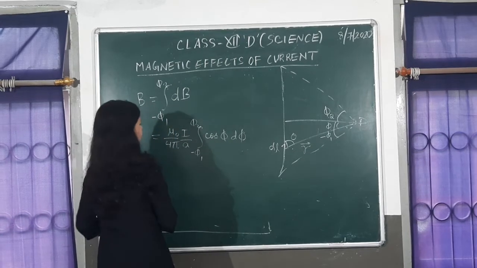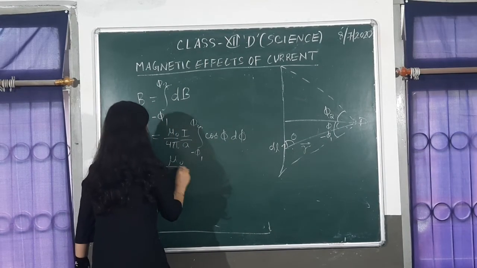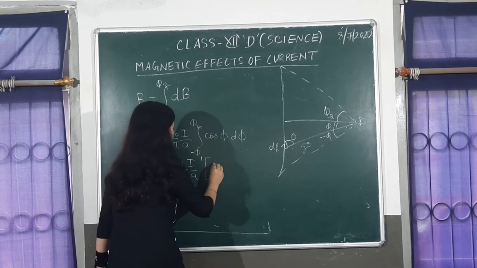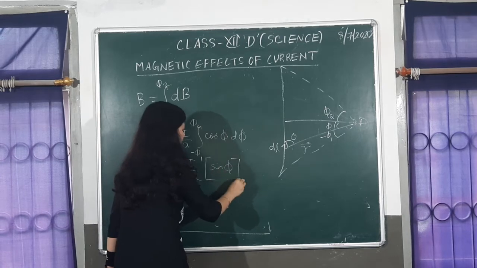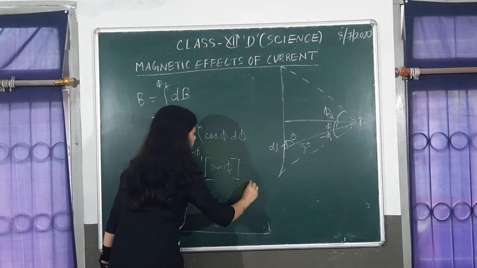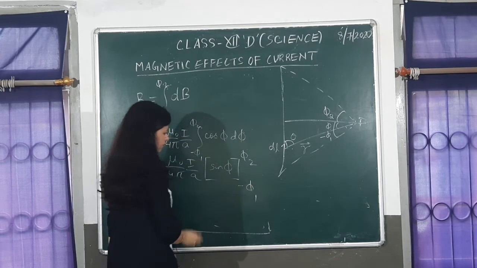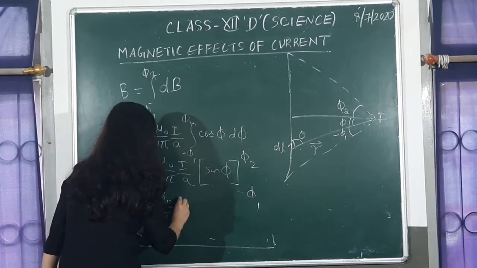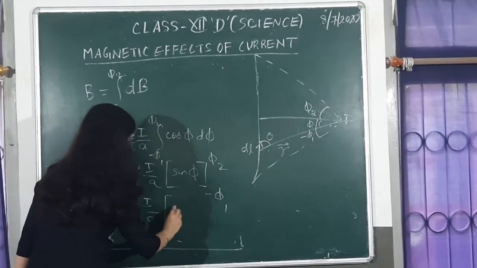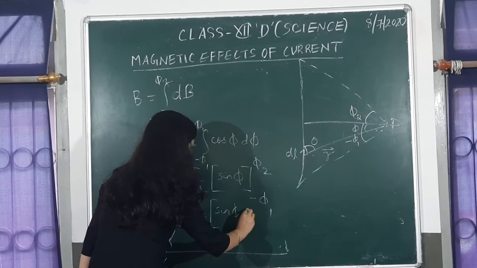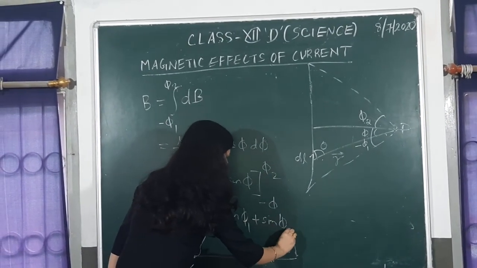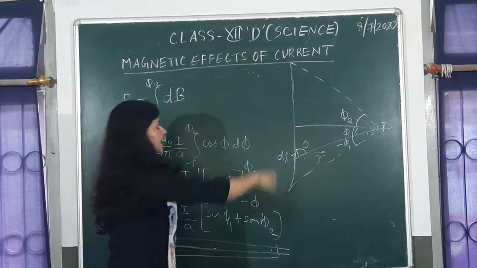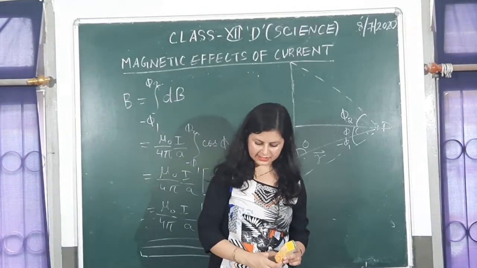Now integration of cos phi is sin phi, so it is mu naught by 4 pi I by A, integration is sin phi, you need not put plus c because we are doing definite integrals, minus phi 1 to phi 2. After putting the limits, you will end up with the expression mu naught by 4 pi I by A, sin phi 1 plus sin phi 2. So this is the value for the total magnetic field intensity due to the entire length of the wire. I hope it is clear to you.